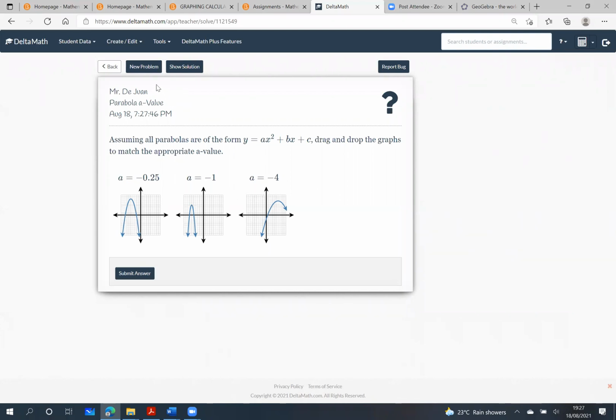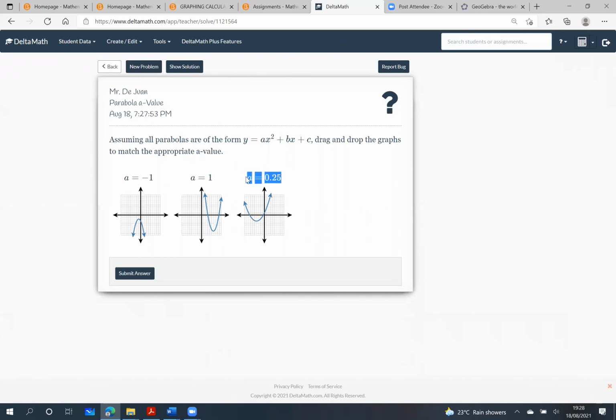Now, if you will recall, I'm going to do a new problem. When we have A as positive, we have a smiley face. And when we have A as negative, we have a sad face. So using that knowledge, the only sad face I see here is this one. But what about this? A is equal to 1 and A is equal to 0.25.